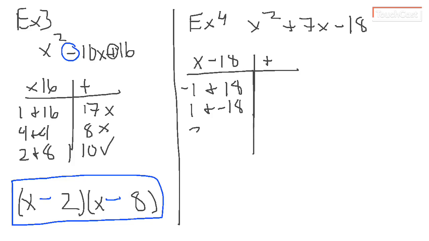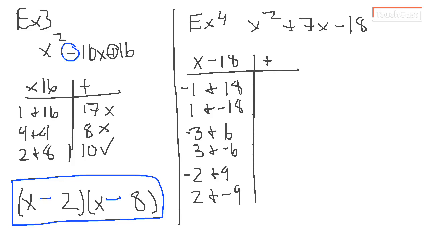I also know that negative 3 and 6 and positive 3 and negative 6 multiply to make negative 18. I also know that negative 2 and 9 and positive 2 and negative 9 multiply to make negative 18. Now what I'm going to do is I'm going to go through this list of factors until I find which one, when I add the two numbers, gives me a positive 7.